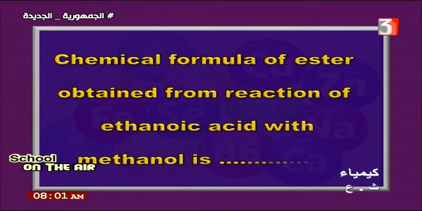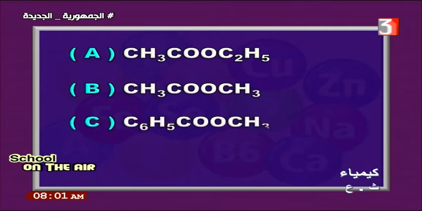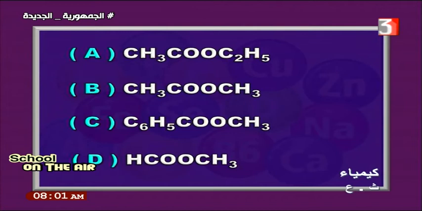The chemical formula of the ester obtained from the reaction of ethanoic acid with methanol is what? Is it choice A, or choice B, or choice C, or choice D? As we know, when an acid reacts with an alcohol to give an ester, the hydroxide part comes from the acid and combines with the hydrogen of the alcohol, giving the ester. So the correct answer will be CH3COOCH3, as the ester formed will be methyl acetate.